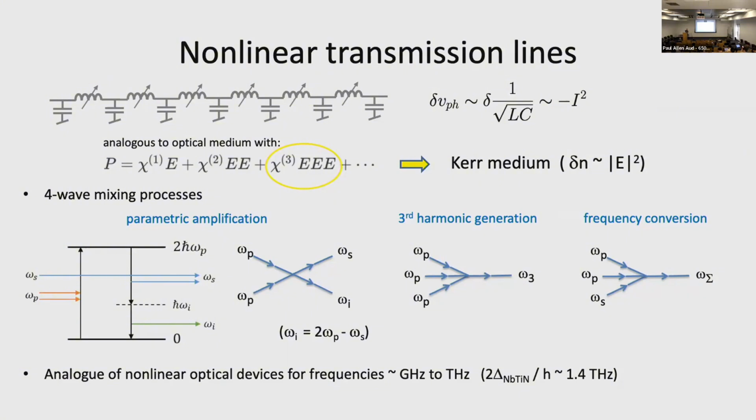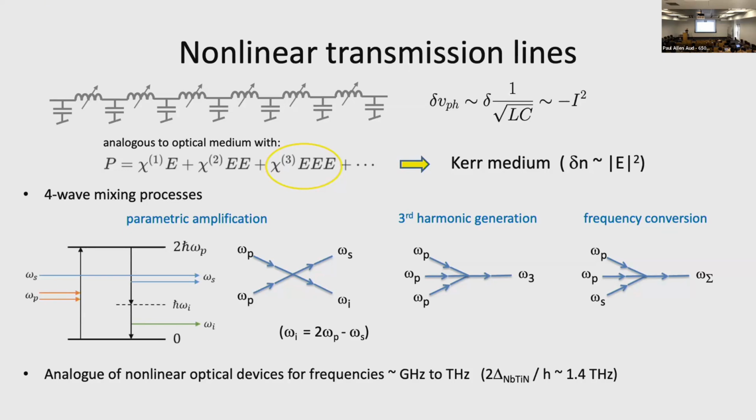stimulated conversion of two pump photons into an additional signal photon and an idler photon, or third harmonic generation, or frequency conversion versus four-wave mixing. And so we can now make devices which are analogs of nonlinear optical devices, circuit analogs operating in the frequency range of gigahertz to terahertz.